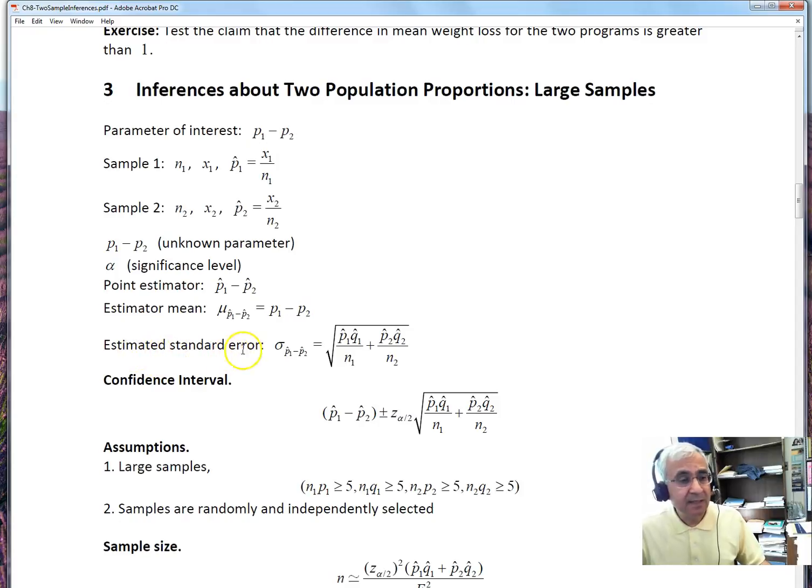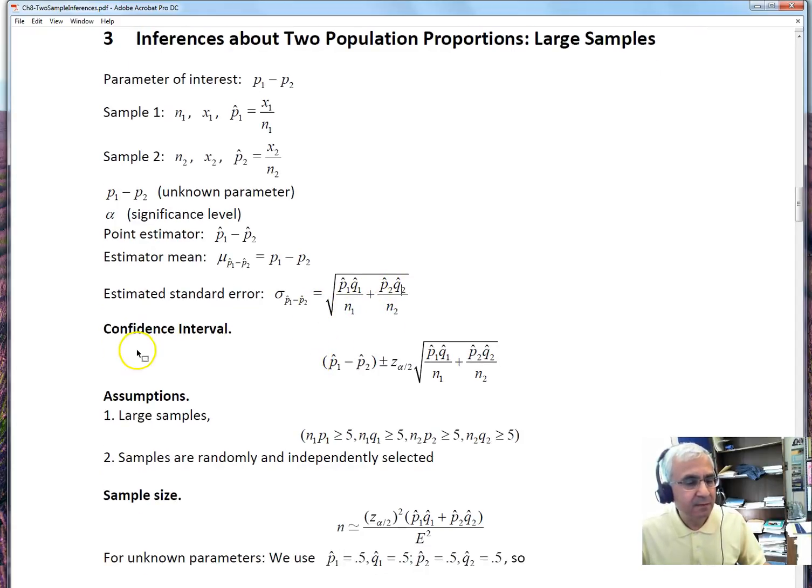So for that we also need the standard error of the point estimator, P1 hat minus P2 hat, and that turns out to be the square root of P1 hat Q1 hat over N1 plus P2 hat Q2 hat over N2, and the hat indicates these are estimators. Remember, Q1 hat is 1 minus P1 hat, so if P1 hat is 0.6, this would be 0.4, and Q2 hat is 1 minus P2 hat.